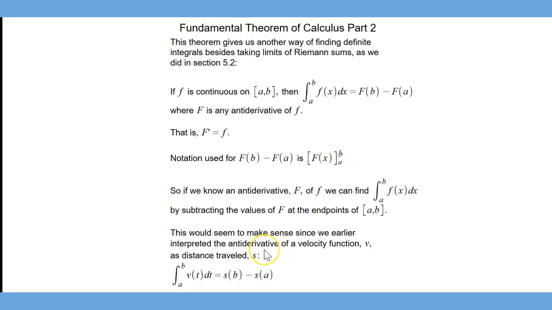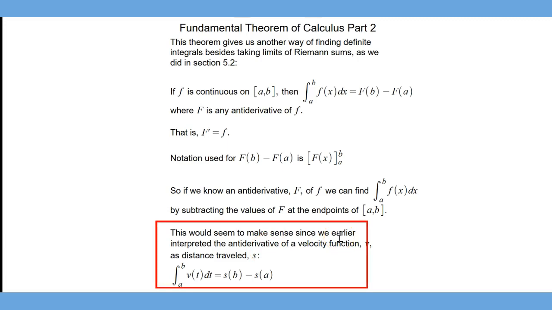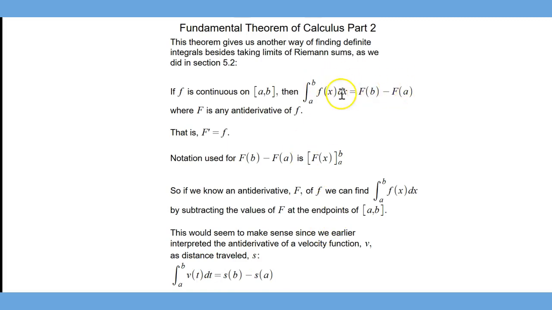If you think back to section 4.9 when we talked about antiderivatives, we saw that the distance function, when our object is going in just one direction, is the antiderivative of the velocity function. So this should be kind of familiar. The antiderivative, the indefinite integral of the velocity function, is just the distance that you've gone, s of b minus s of a.